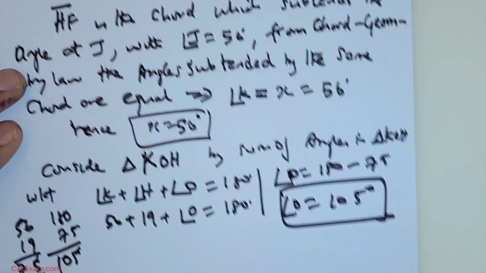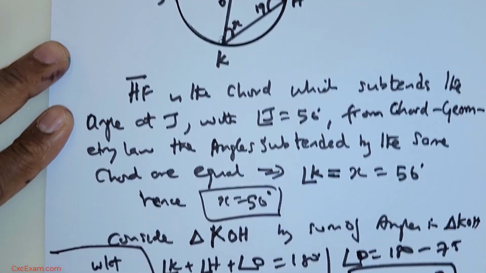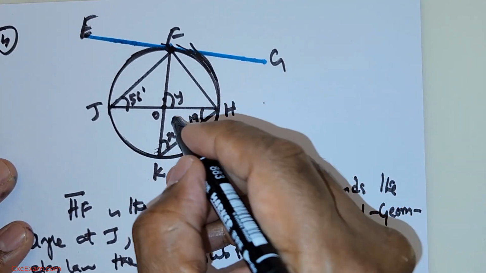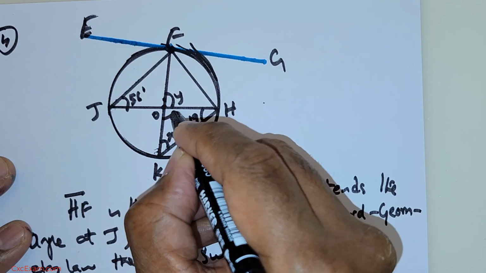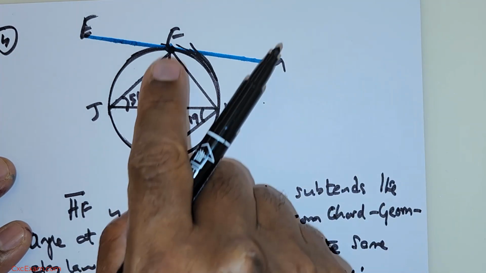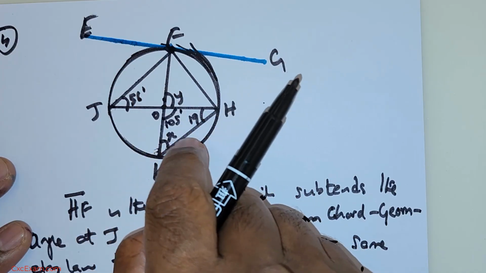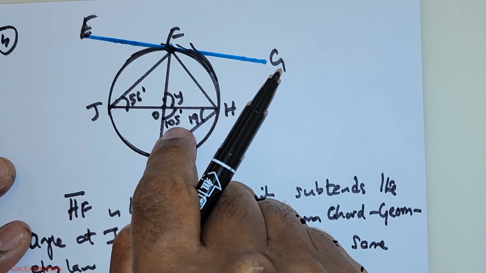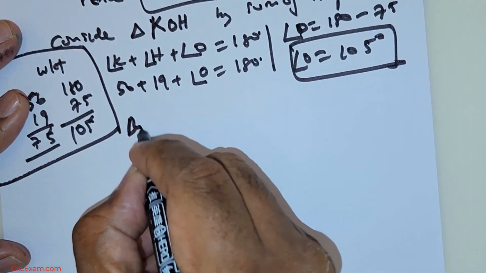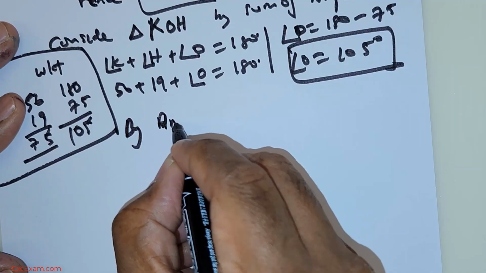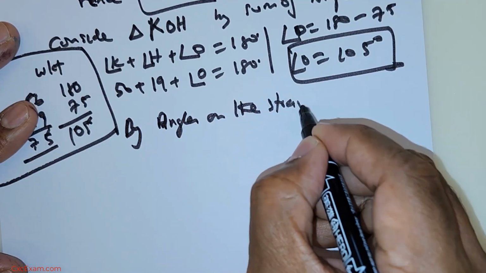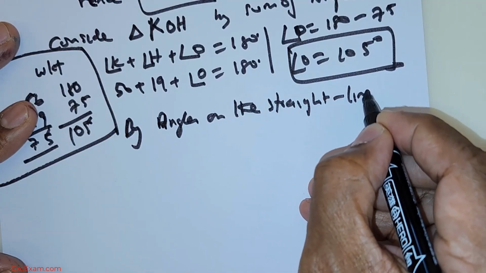You box this. Okay, now this is the rough side. Just want to cordon it off. So this is 105 degrees. Now, according to the angle on the straight line, 105 plus y will be equal to 180 by angles on the straight line law.